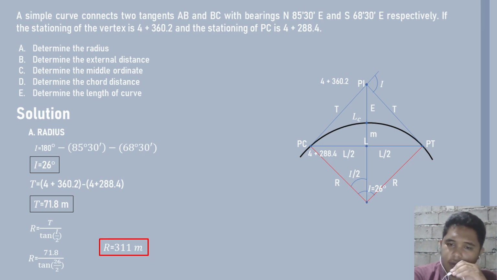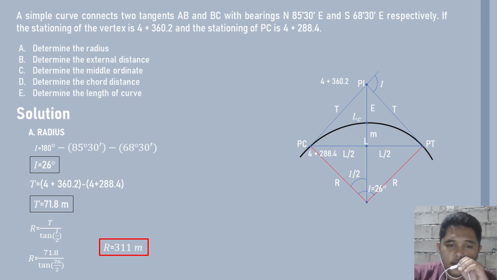And then if you look at the stationing of PC and stationing of PI, makuha nato ang T kung ato silang i-minus, no? So diha nato makuha si T by simply subtracting them. So stationing of PI minus stationing of PC, ato makuha ang value ni T or the distance of the tangent, which is 71.8 meters. And then makuha na po dayon nato si radius.